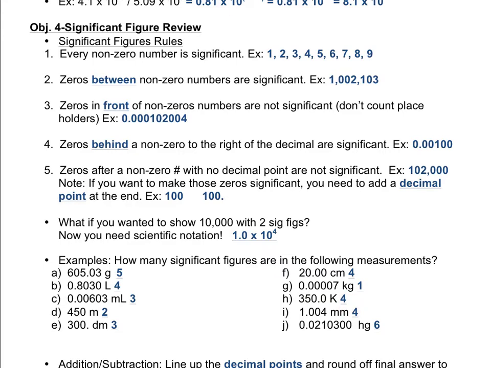1.004, those zeros are in the middle, so they count. So it has 4. Looking at this one, these zeros in front do not count. This 0 counts because it's in between. These last 2 zeros count because they're after a non-zero to the right of the decimal place. So we have 1 and the 2 counts. So there's 1, 2, 3. Sorry about that. So looking at the decimal, or how many sig figs there are, they all count. So it's 1, 2, 3, 4, 5, 6. So there's 6 sig figs.